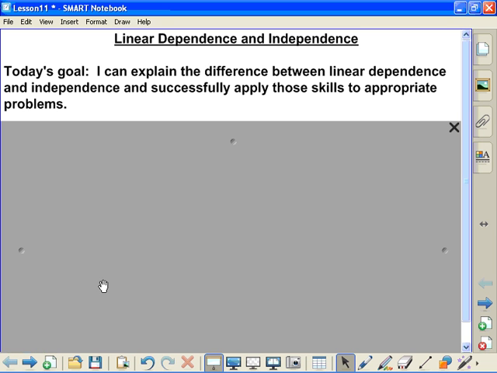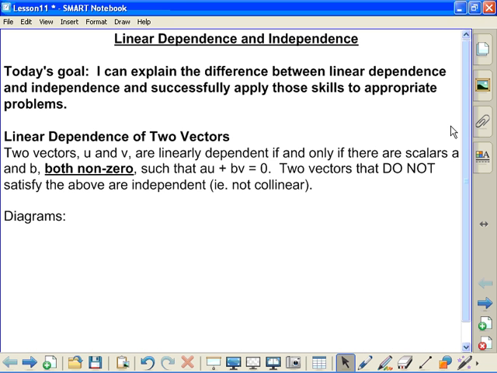All right, this video's topic is linear dependence and independence, and that's in reference to vectors. We're looking at independence and dependence of vectors. So, what's your goal today? I can explain the difference between linear dependence and independence. So you're able to explain the difference, and then you can successfully apply skills to the appropriate problem. So you can actually take a problem and determine whether we're dealing with dependence or independence.